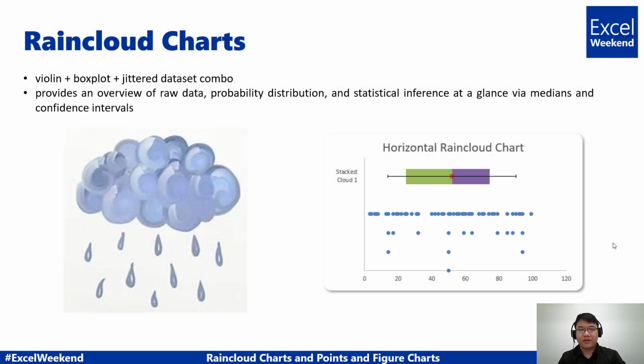Let's come to the first part of our presentation, the Raincloud chart. The Raincloud chart is made up of two components, the cloud and the rain. If you want to plot this chart, the cloud can be the violin plot or the box plot over here, and the rain will be the jitter data set down here. So this chart gives you a nice overview of the raw data.